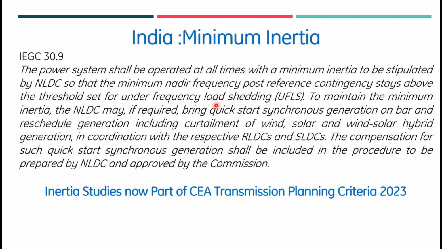To maintain this minimum inertia, the system operator can bring quick generation, start synchronous generation on bar, and it also allows that you can go for the curtailment of wind and solar power because it is going to impact the system stability directly. And now inertia studies are also a part of our CEA transmission planning criteria.